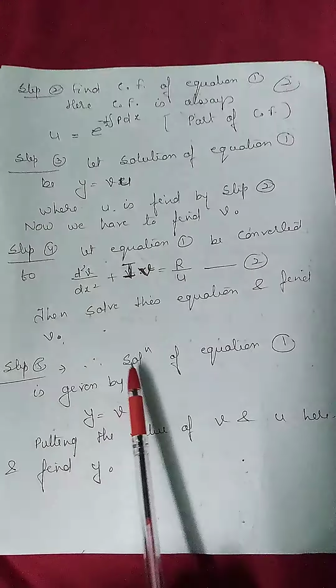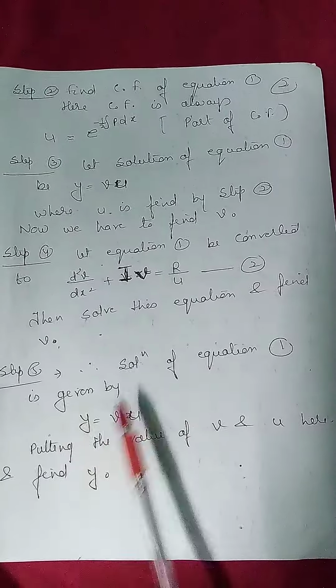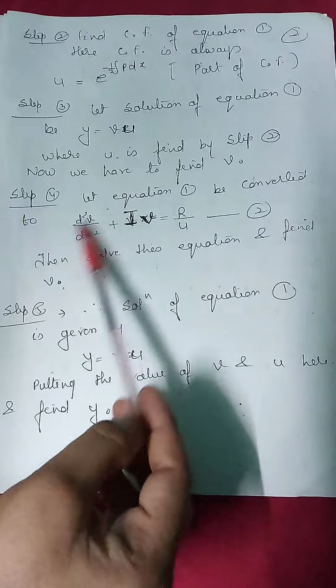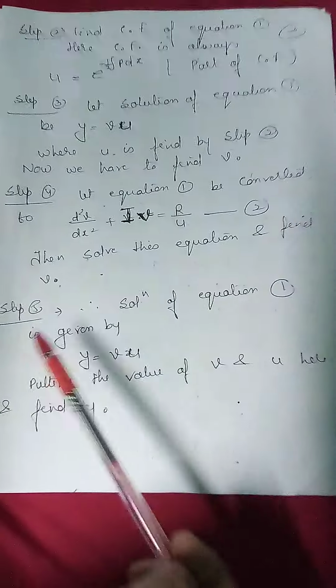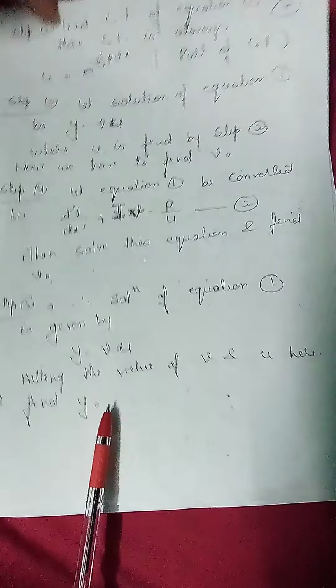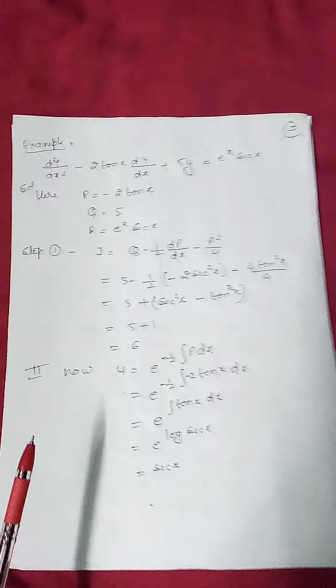Step 5, solution of equation 1 is given by y is equal to vu, where u is this and equation 2 is solved to get v. Then after putting the value of v and u we find y. Now we consider some examples.